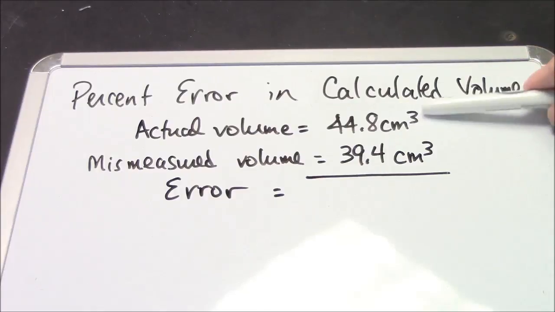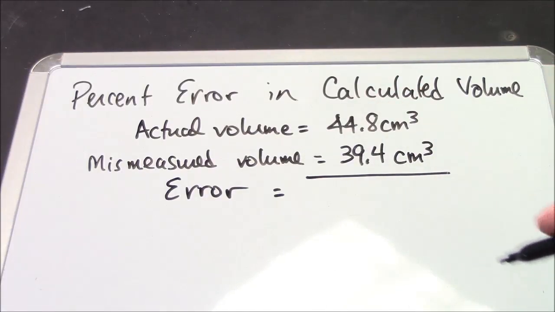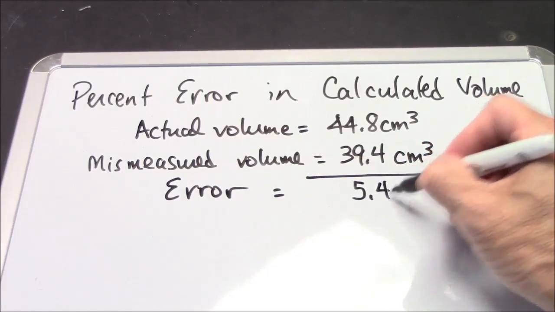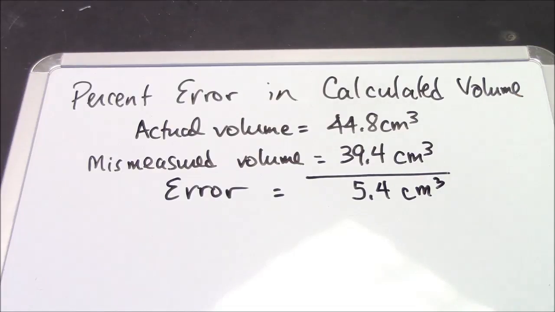Now I'll calculate a percent error. Here's the actual volume correctly measured. Here's the mismeasured volume. The error is the difference between them. So I subtract. 5.4 cubic centimeters is the error.